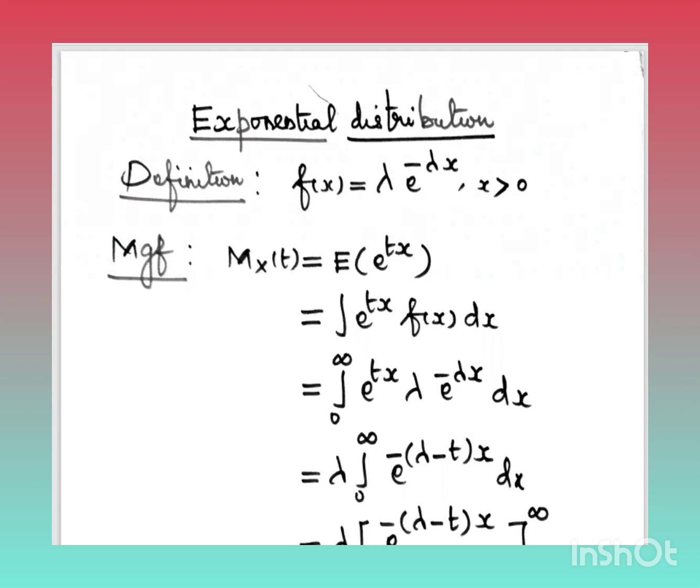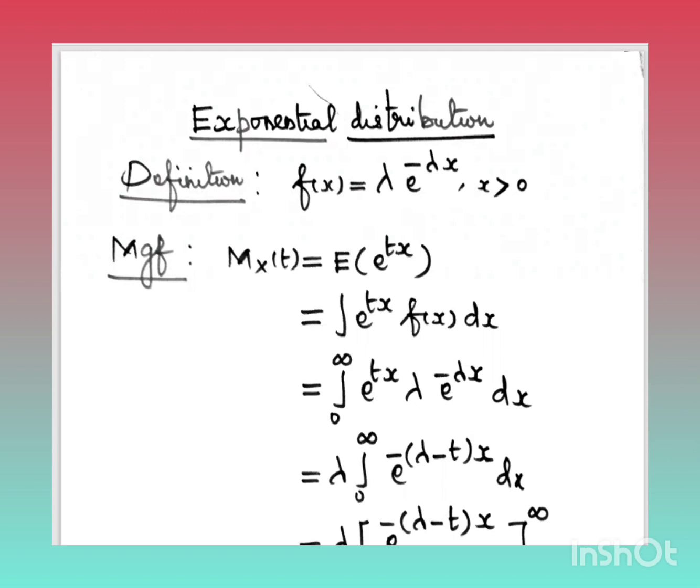Today we are going to study the exponential distribution. So the definition of the exponential distribution is f of x equals lambda times e power minus lambda x, where x is greater than 0.